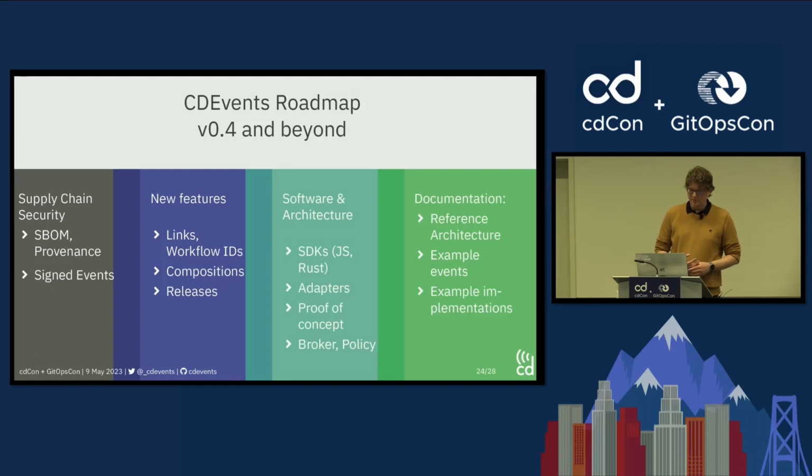So what are we going to do in terms of roadmap, what are we looking for in the future, for version 0.4 and beyond? We definitely want to work on more supply chain security types of features. Today we added the artifact signed type of event, but we want to be able to capture more information about artifacts and software supply chain security aspects, like SBOM, attestation, provenance, and that kind of information attached to events.